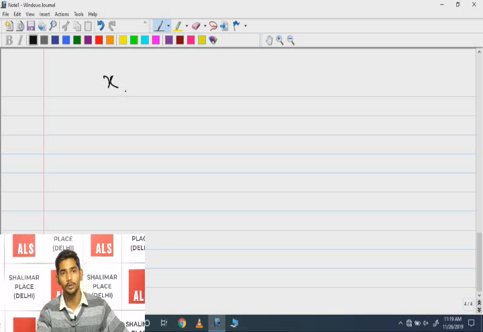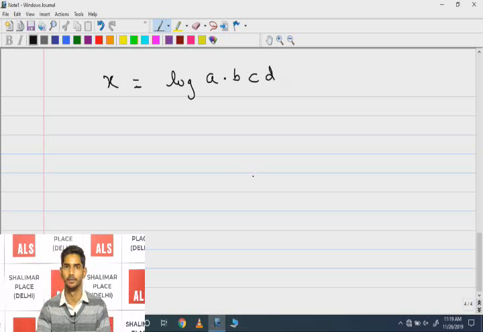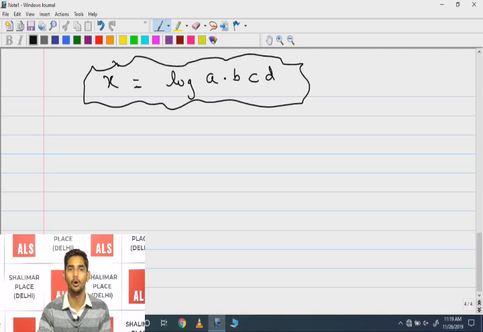I don't know whether you remember or not. I have written something like this as well. We can check the log if the number is present in this format, log a.bc, or you can take the d as well if you are getting the difference from the table. Maximum four digits we can check the log. So remember, whenever you want to refer to the log table, your number should be present in this format. If it is not in this format, you cannot get the right answer.